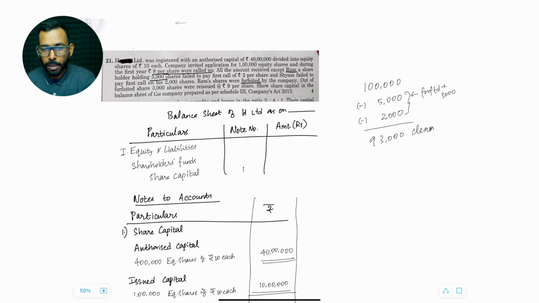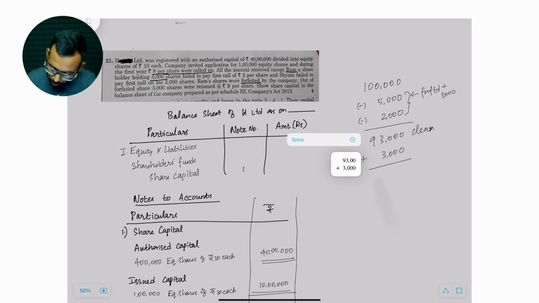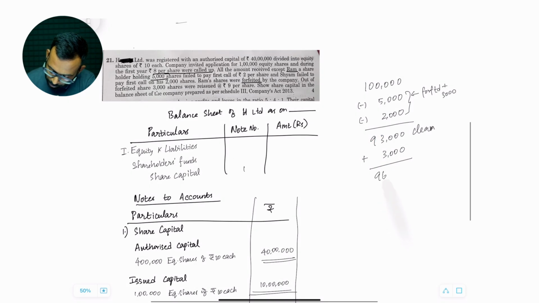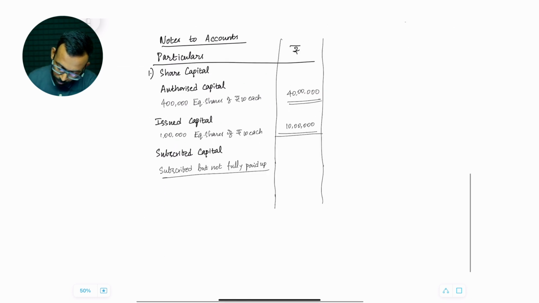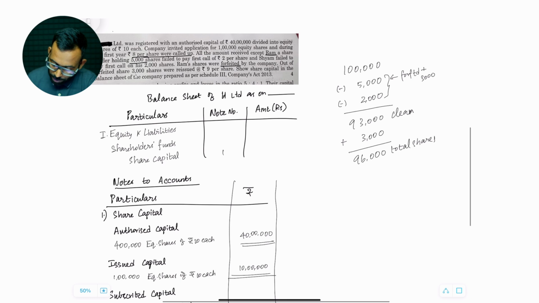Paid up status will be only 8, I assume. So already pre-existing 93,000, now the reissue quota of shares 3,000 gets added back and you have 96,000 total shares which are in existence. Therefore, you come here, 96,000 shares which have been issued, called and paid up.